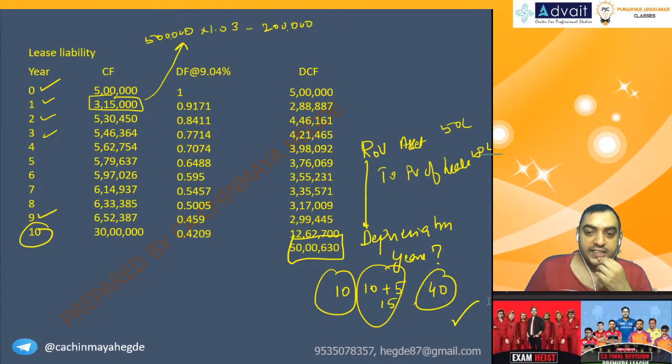Gautam Ramesh asks whether the second year is 5 lakh into 1.03. At the beginning of the first year, you pay 5 lakh. At the beginning of the second year, you pay 5 lakh 15,000 minus 2 lakh. The second year beginning, second payment. The first payment is 5 lakh. The second payment is 5 lakh into 1.03. That's all, 3%. Payment at the beginning of the second year.